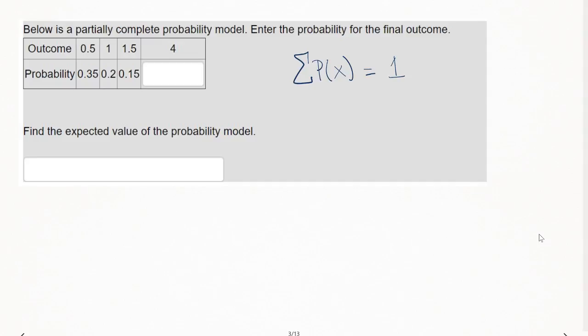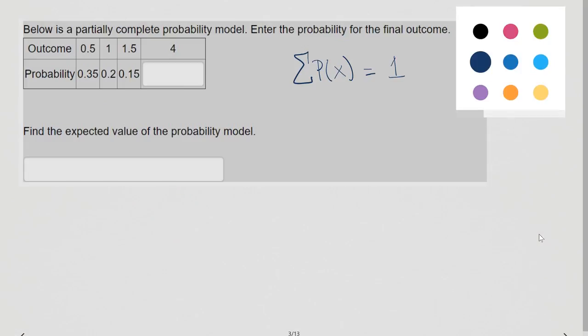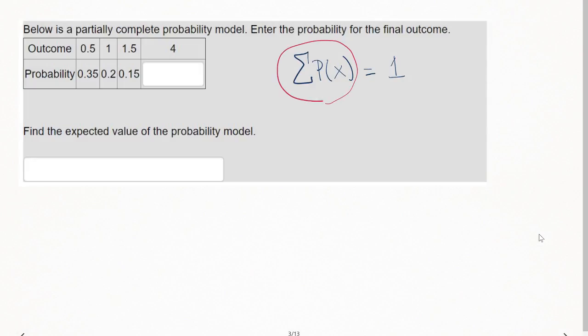Now you see this symbol, and let me highlight this. What happens is people see this and they freak out. They're like, oh my god, what's happening here? Here's all that this means. This is a sum. Okay? And in our case, the outcomes are 0.5, 1, 1.5, and 4. So to list what's actually happened, here's what they're saying.